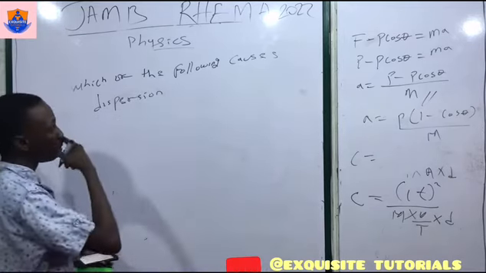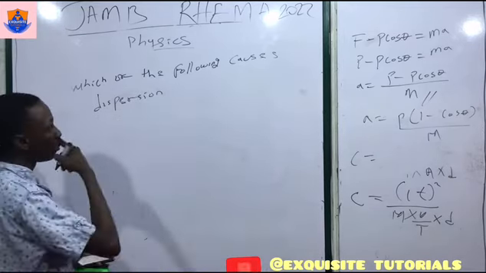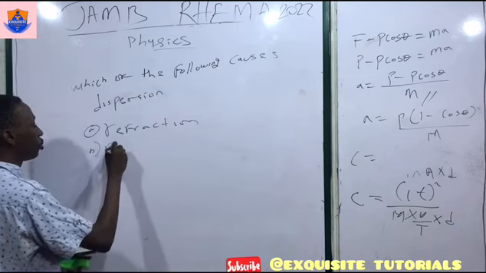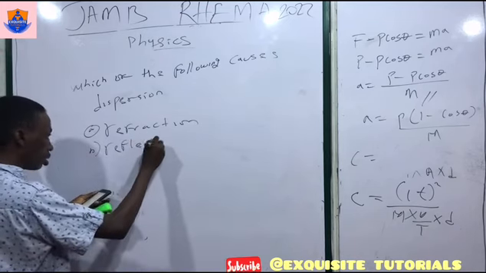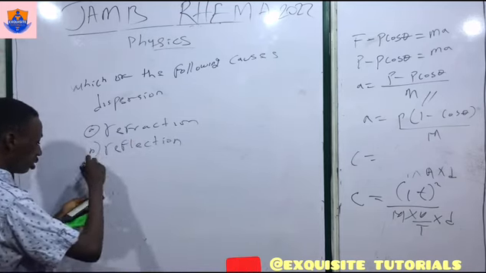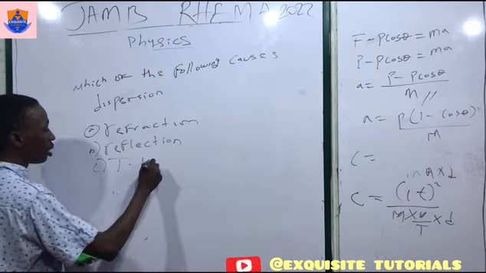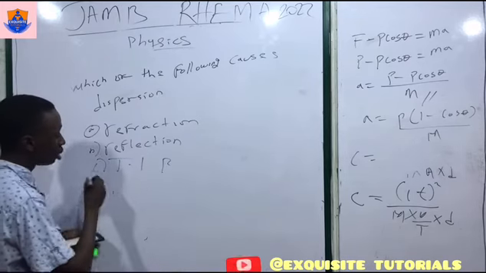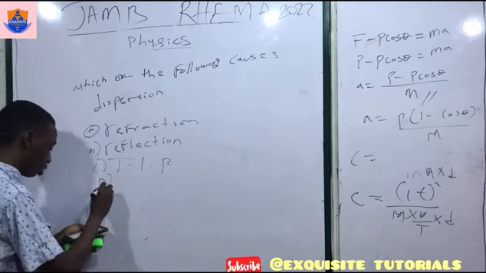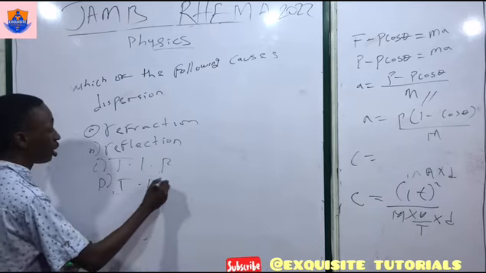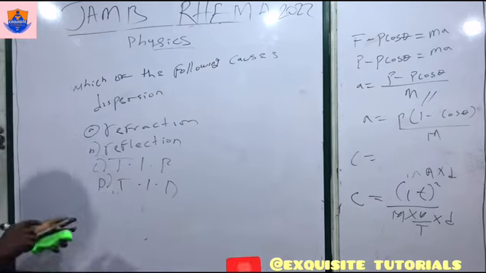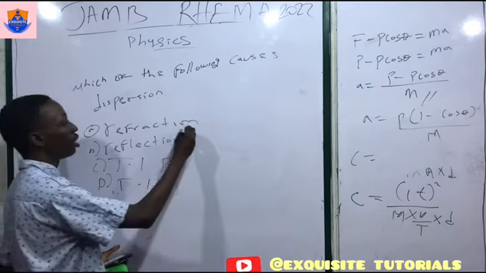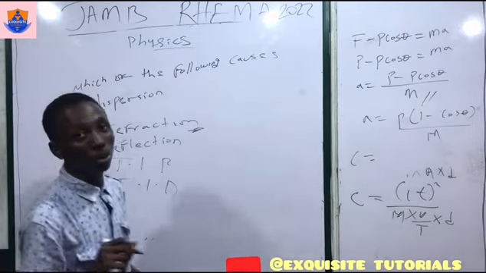They gave A, refraction; B, reflection; then C, total internal reflection, I just use this as an acronym; then they gave D, total internal dispersion. Now, which of the following causes dispersion? The answer is A, refraction.